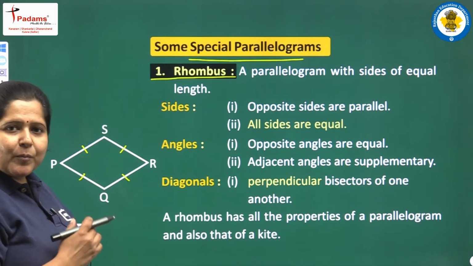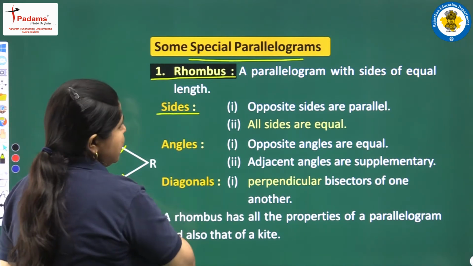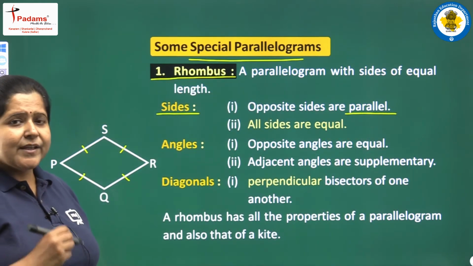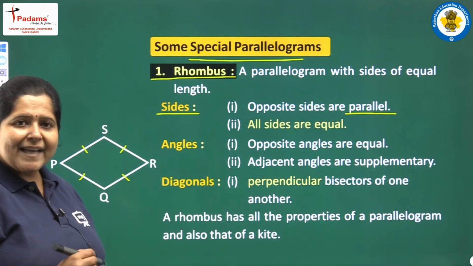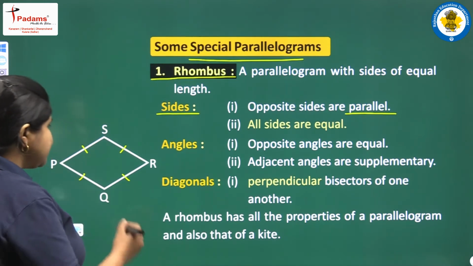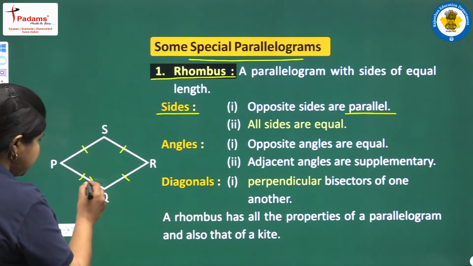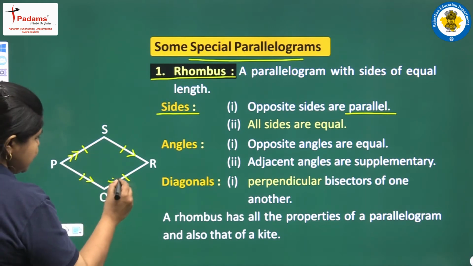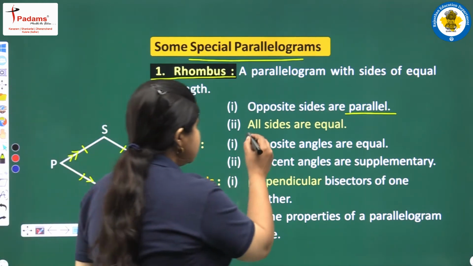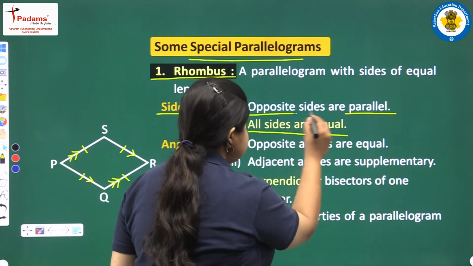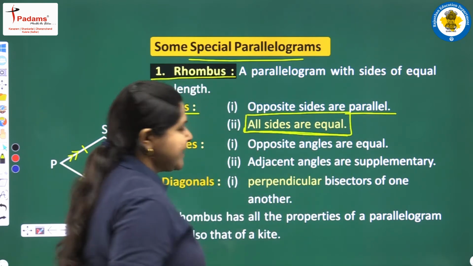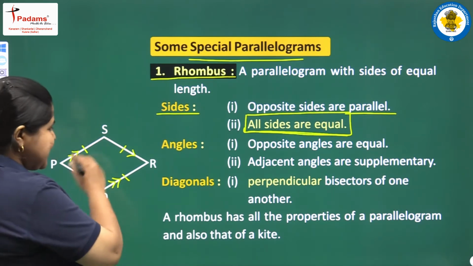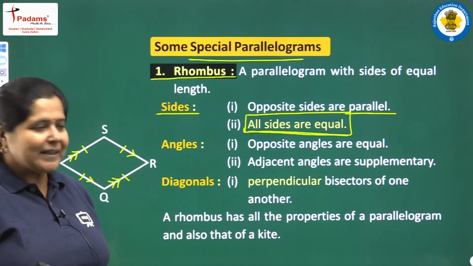Now coming back to its properties, we start with the sides. The opposite sides are parallel. Yes, since it is a parallelogram, it will have all the properties that a parallelogram has. The opposite sides will be parallel. Clearly this PQ is parallel to SR and this PS is parallel to QR. Then all sides are equal. This is the special feature that we were discussing just now, which makes it a special parallelogram.